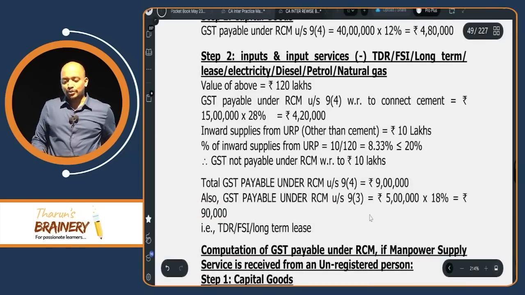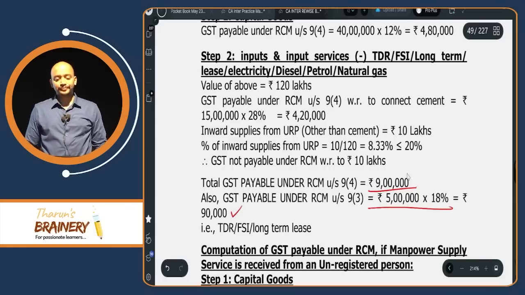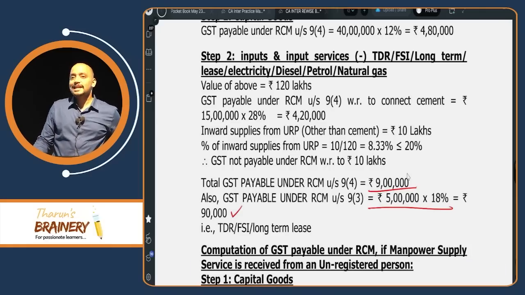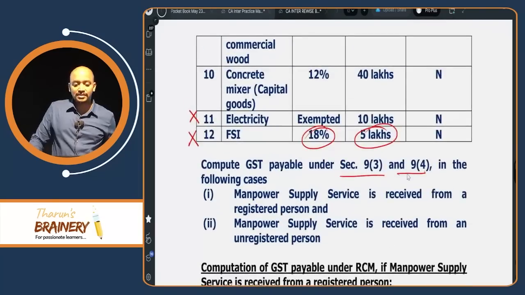So, that we need to pay GST under RCM 9.3. That is on TDR FSI long term lease. Whereas under 9.4, it will be 9 lakhs. Because TDR FSI and long term lease is covered under RCM under section 9.3, where liability to pay GST is on the recipient, that is this 5 lakhs into 18%.